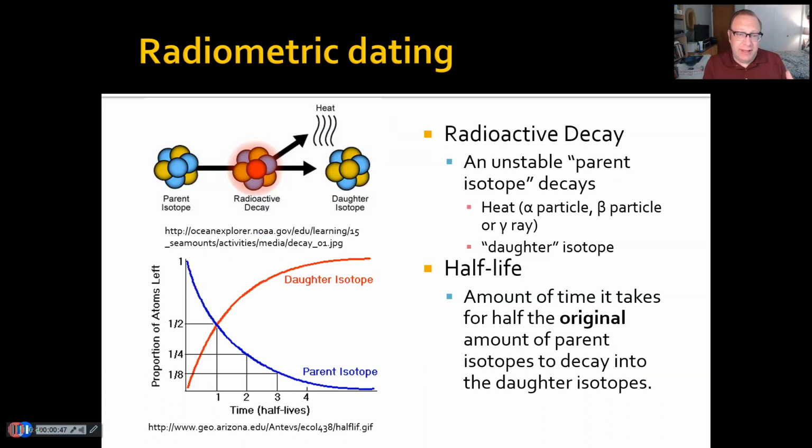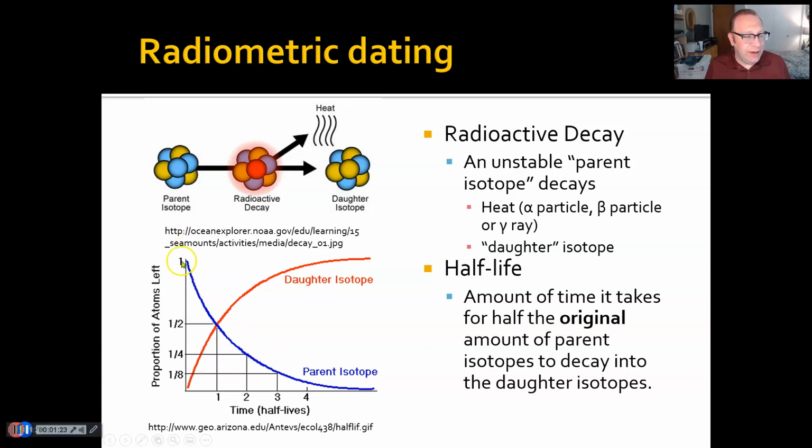In radioactive decay, an unstable parent isotope decays into a daughter isotope, giving off heat in the form of an alpha particle, a beta particle, or a gamma ray. This daughter isotope will now be a different atom, either a different isotope of the same atom or an isotope of another atom. The amount of time it takes for half the original amount of parent isotope to decay into daughter isotopes is known as the half-life, and it's very predictable.